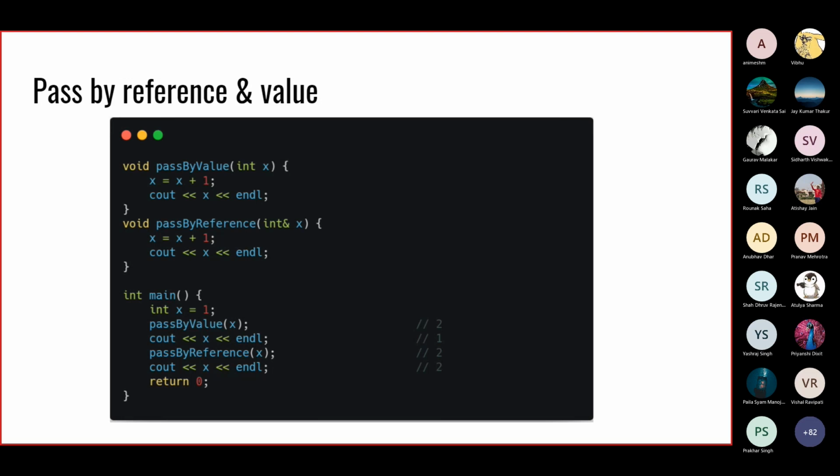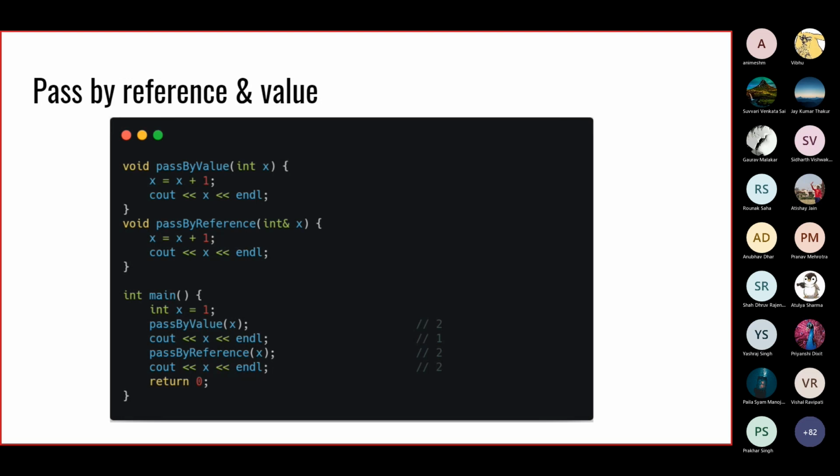So I'll just read what this example is. int x equals 1, you pass it by value, it goes into that function, you increment it by 1, you print it. Cout is basically printing. I've commented the output. So pass by value gives 2 when you printed. Makes sense, you passed 1, you incremented it, and you got 2.